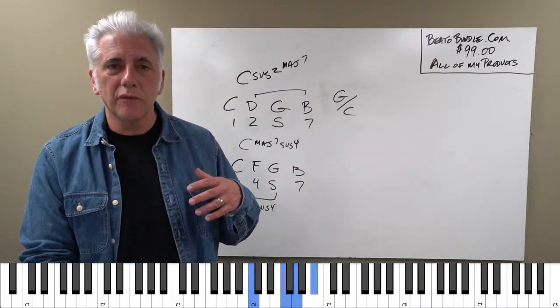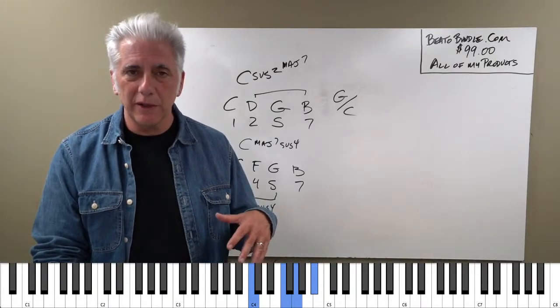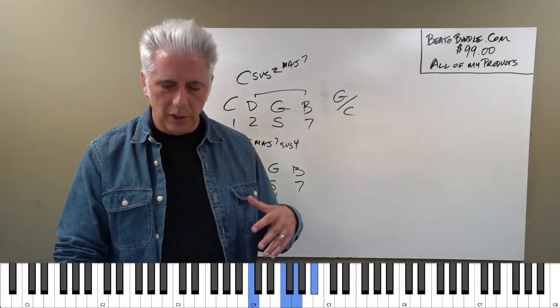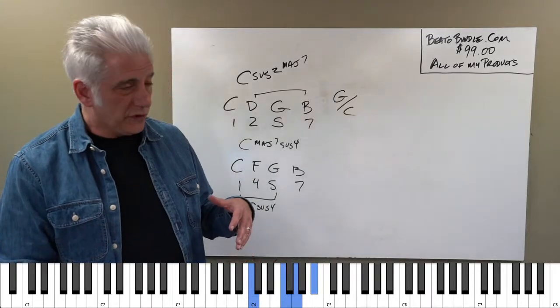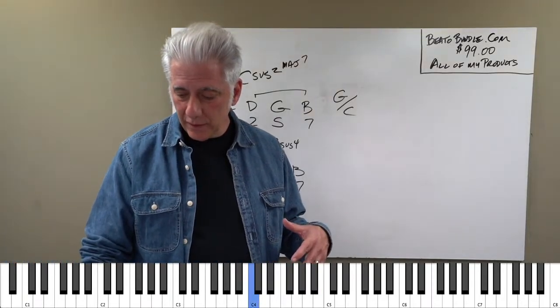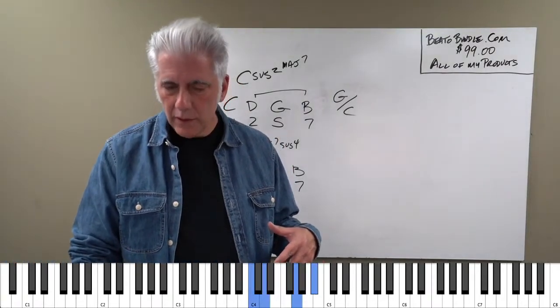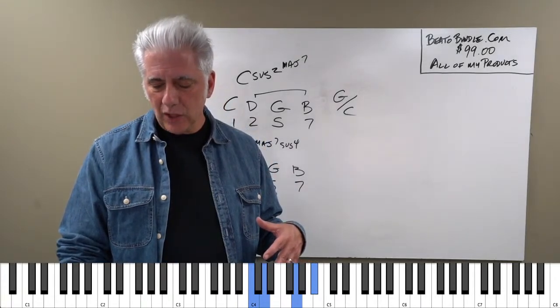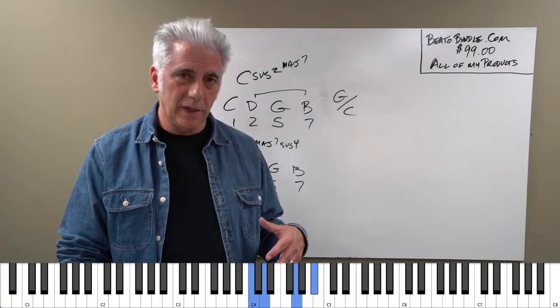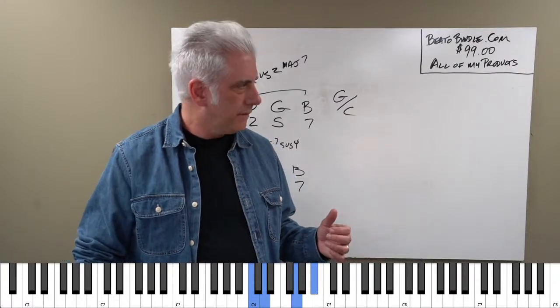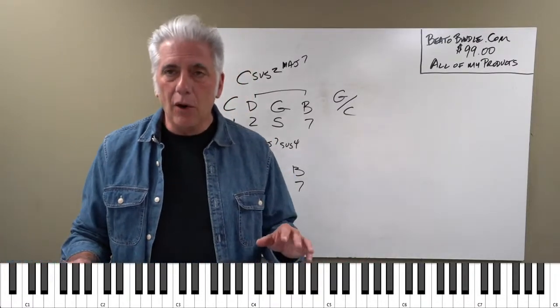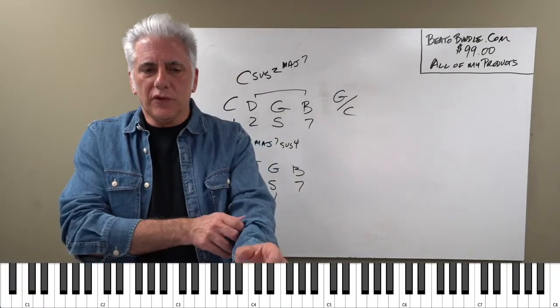You really can do this with any of these suspended chords, right? You can have major 7 or flat 7 with a suspension, because you could have C sus2 with a flat 7, right? C dominant 7 sus2. Same kind of thing. Now, why do you need to know these things?